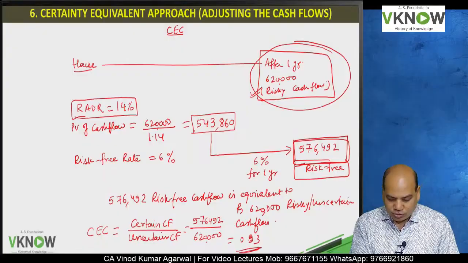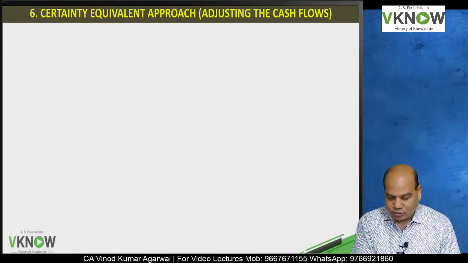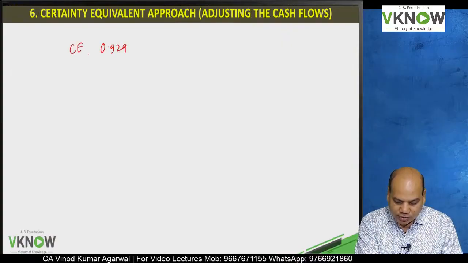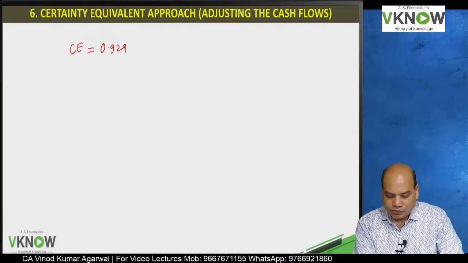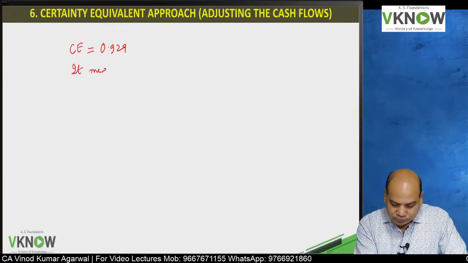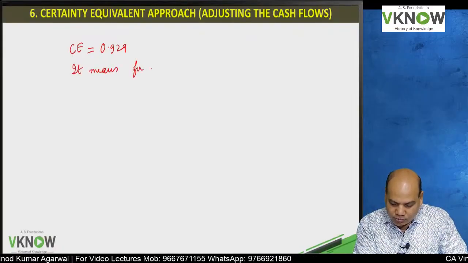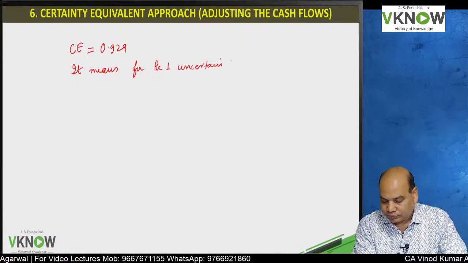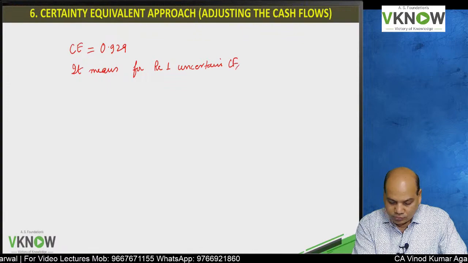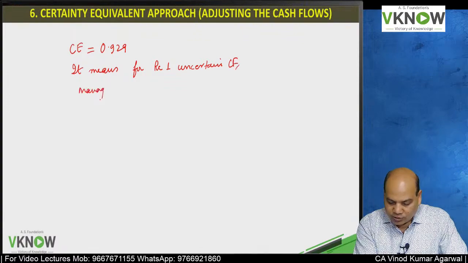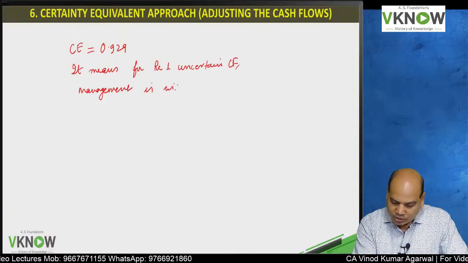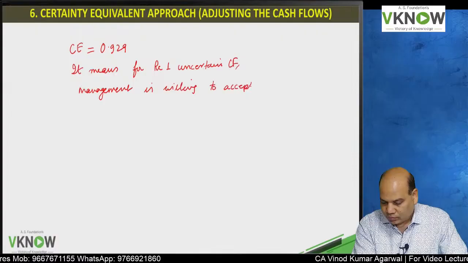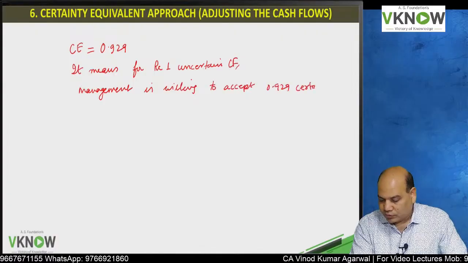Is it right? So Sajid Khan is also right, 0.929. So 0.929 is the certainty equivalent coefficient. It means for rupee 1 uncertain cash flow, management is willing to accept 0.929 certain cash flow.